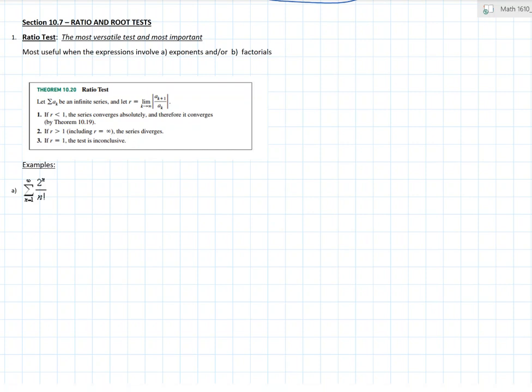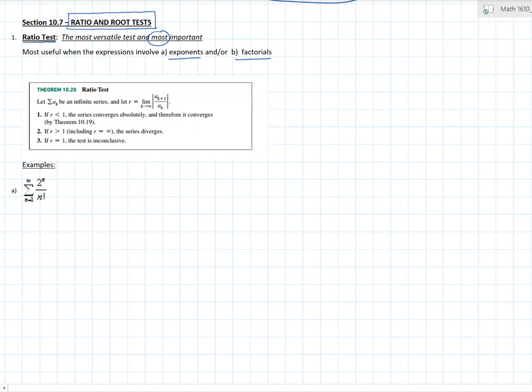So we're going to start on section 10.7. We are skipping a section in the middle and we'll come back to it later. But we're going to start with ratio and root tests. Now the first one is the ratio test, and this is the most versatile test and also the most important.